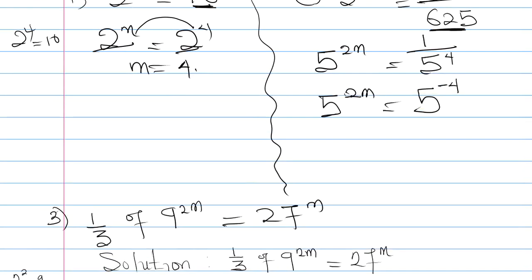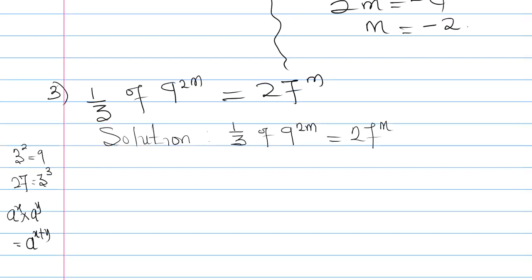Now, since we have the same base here, the same 5, just cancel like this, and this one is equal to this one: 2m equal to minus 4. Dividing both sides by the coefficient of m, my m is going to be minus 2. So we are done with this.